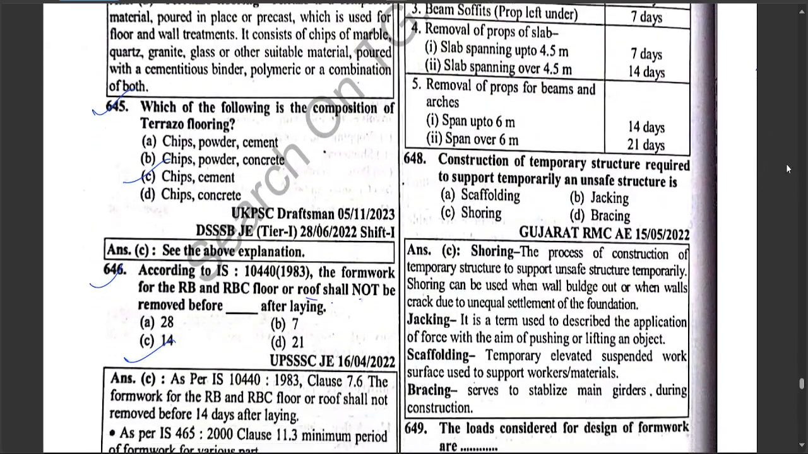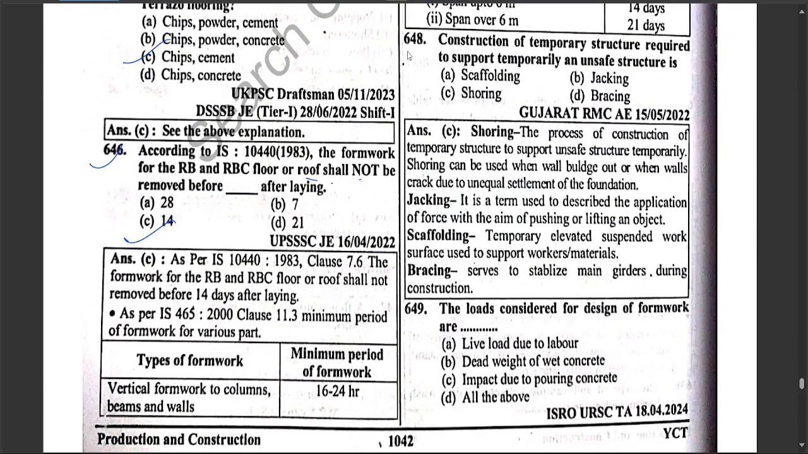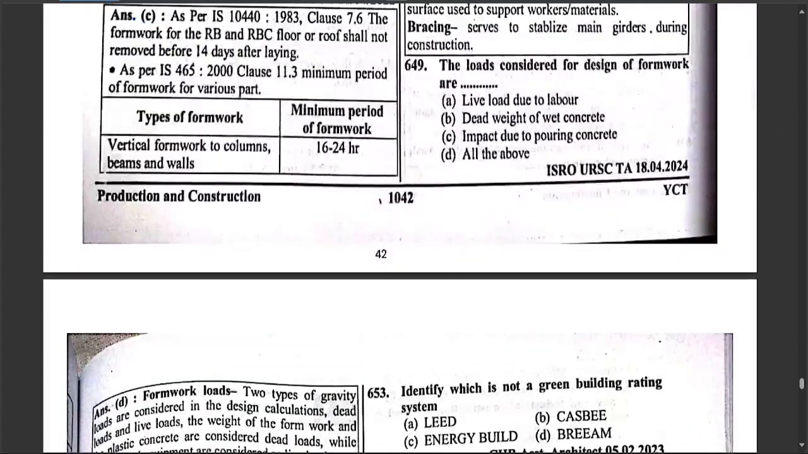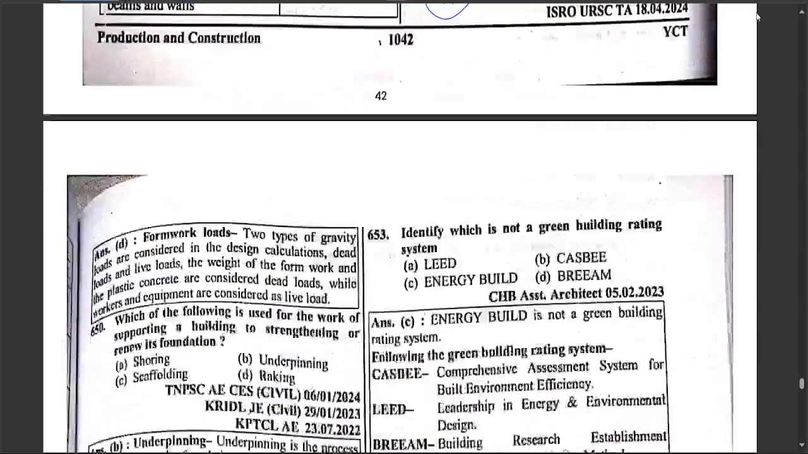The construction of temporary structure required to support temporary or unsafe structure is which is shoring. The load considered for design of formwork are which is live load due to labor, dead load of wet concrete, impact due to pouring concrete, and all of the above.